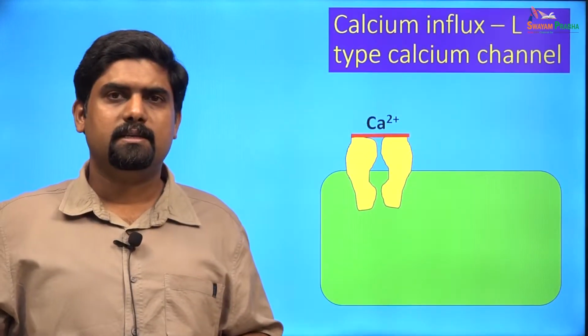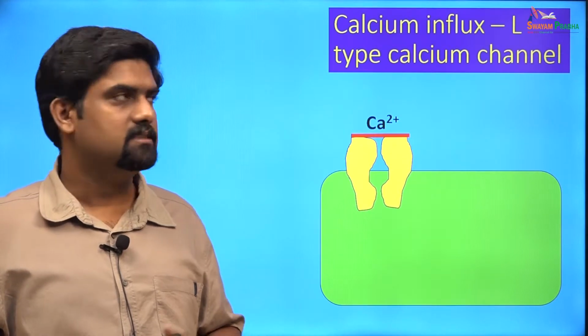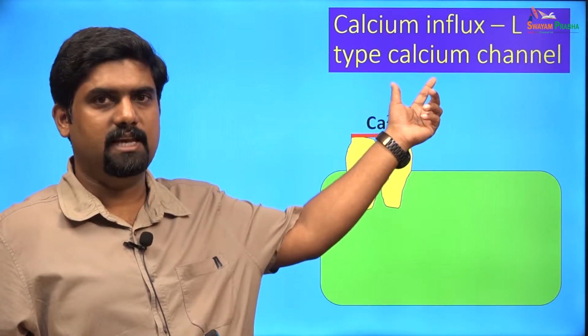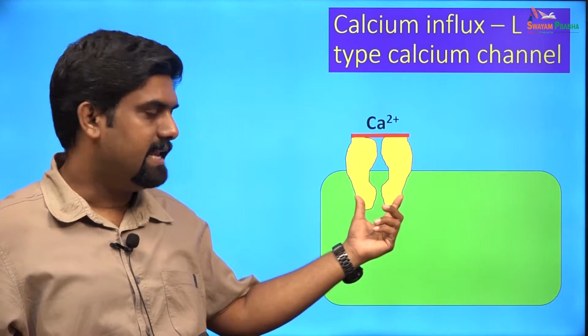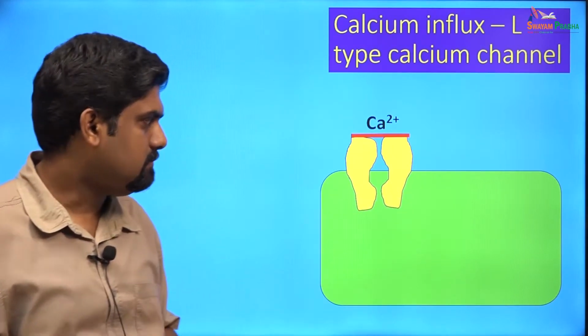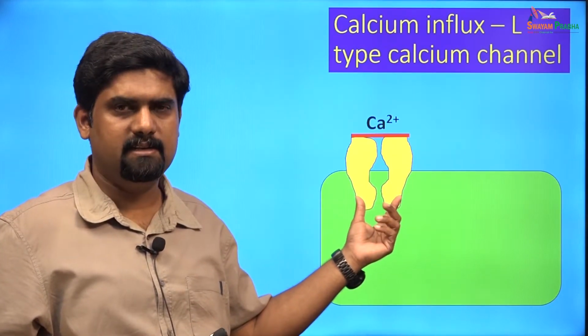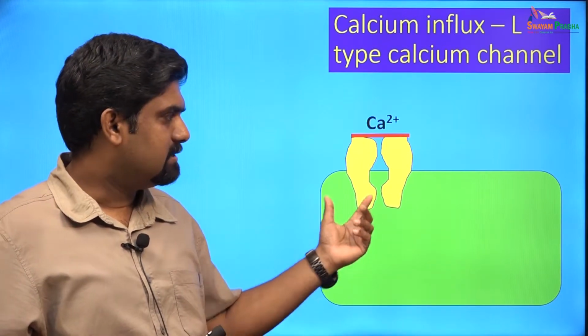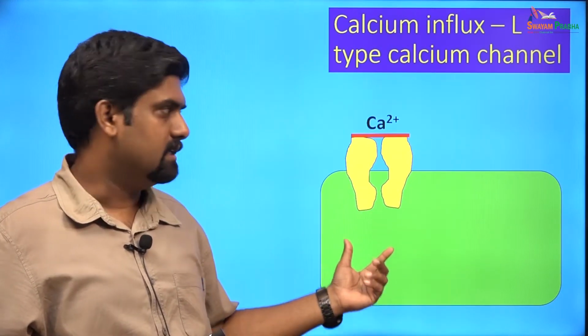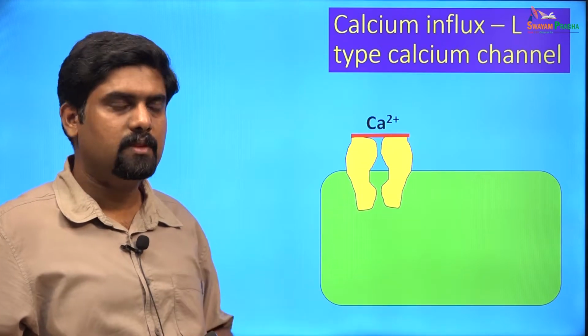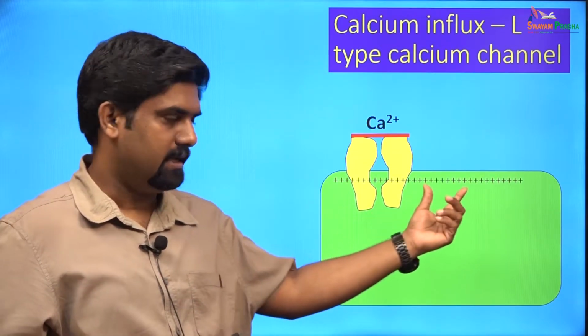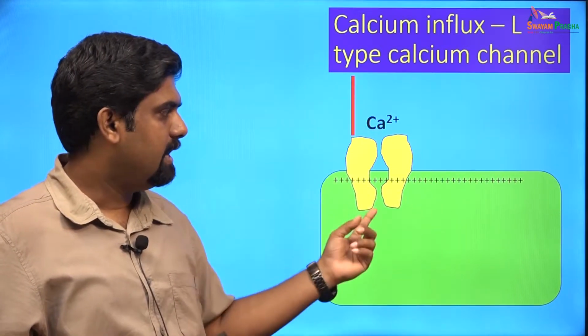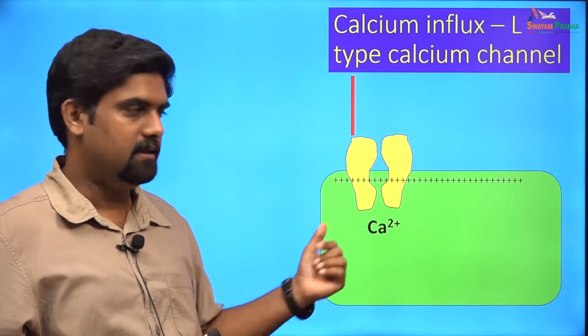Now one important calcium influx pathway for the cell is through something known as the L-type calcium channel. This is a channel present on the cell membrane and it is a voltage gated channel. At rest, when the cell is at resting membrane potential, these channels are closed. But when the cell is depolarized, these channels open and allow the entry of calcium into the cell.